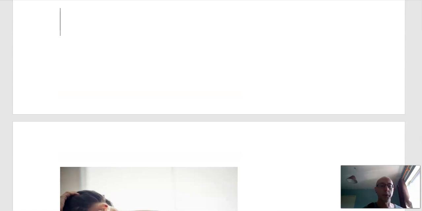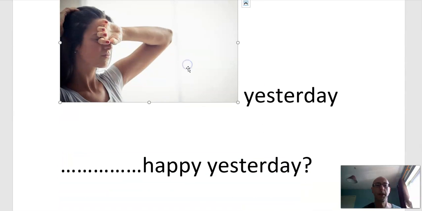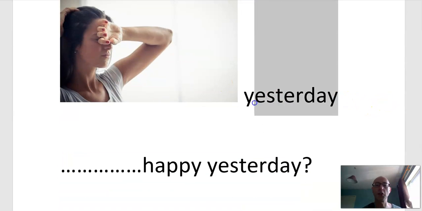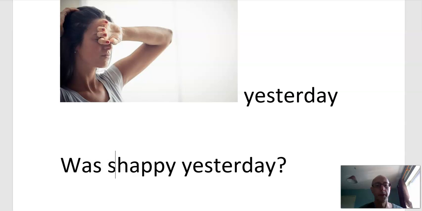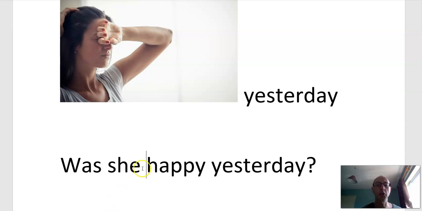So let's make another question. This is yesterday and this is she. You can see she in the photo. So how do we make a question with she? Was she happy? So remember, for she we need was, and was comes first in the question.